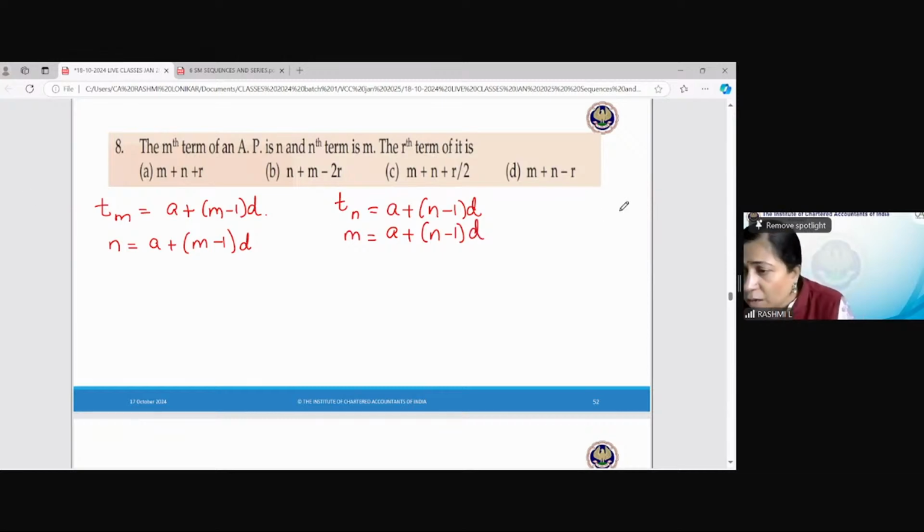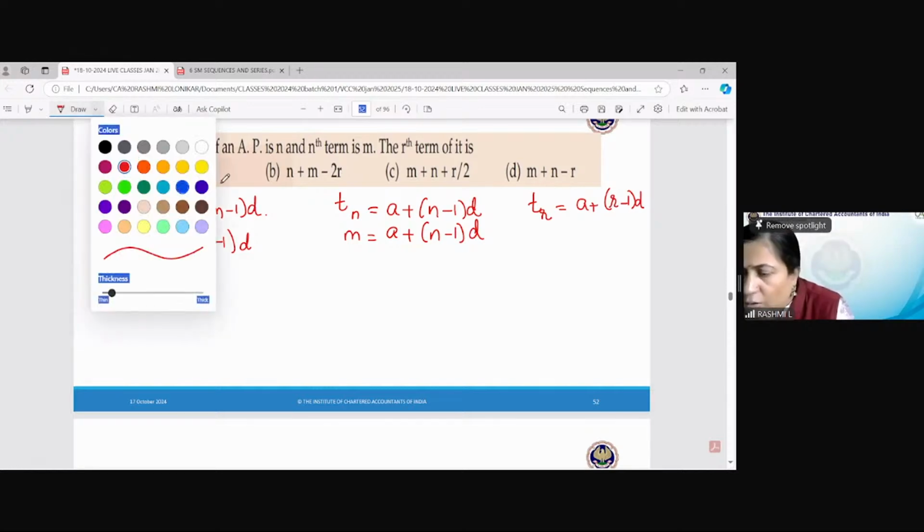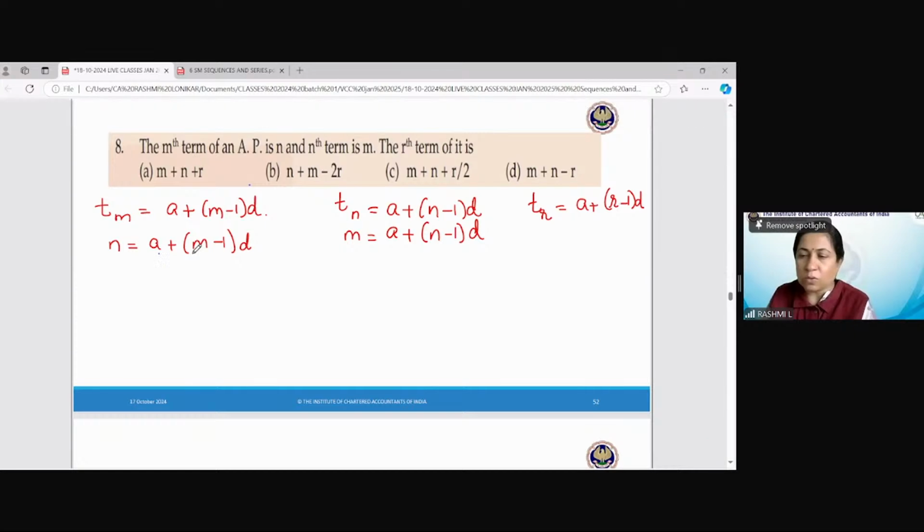Now they are asking for Tr, which is equal to A plus r minus 1 into D. So, now n is equal to A plus m minus 1 into D, and m is equal to A plus n minus 1 into D. If I subtract, what will I get?